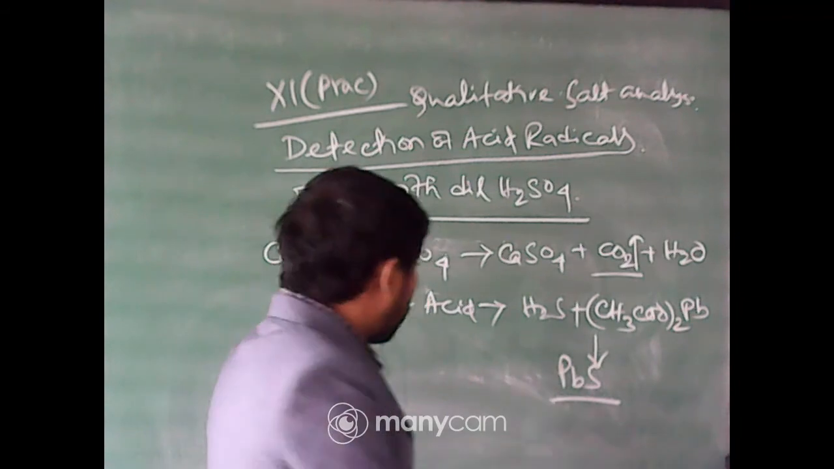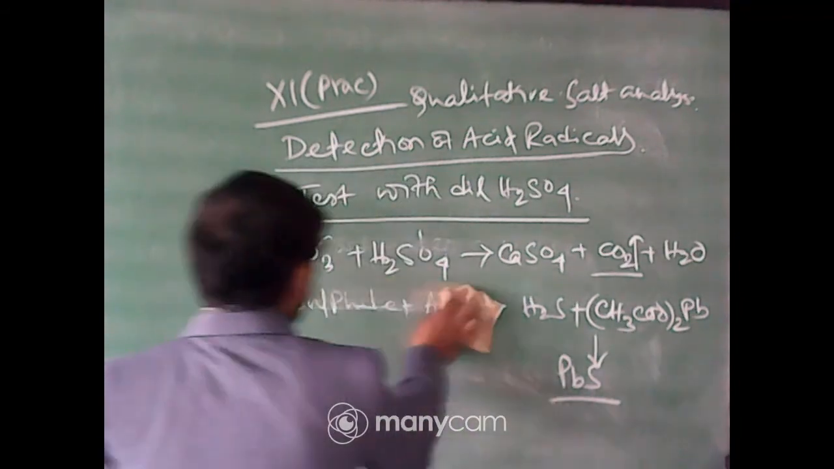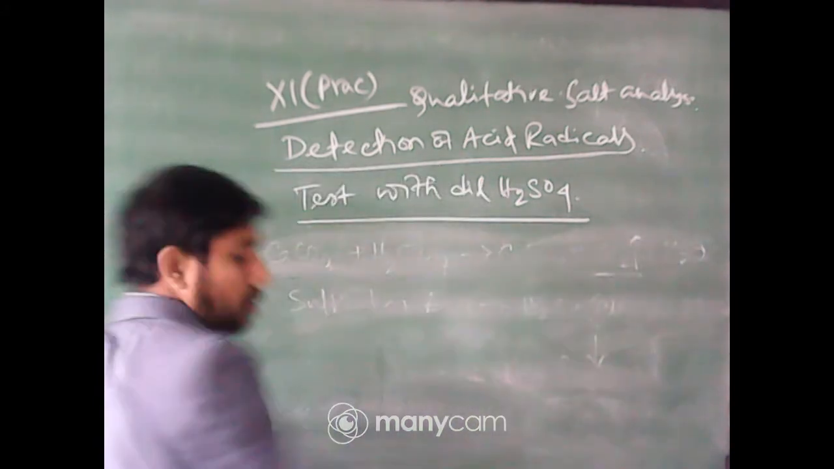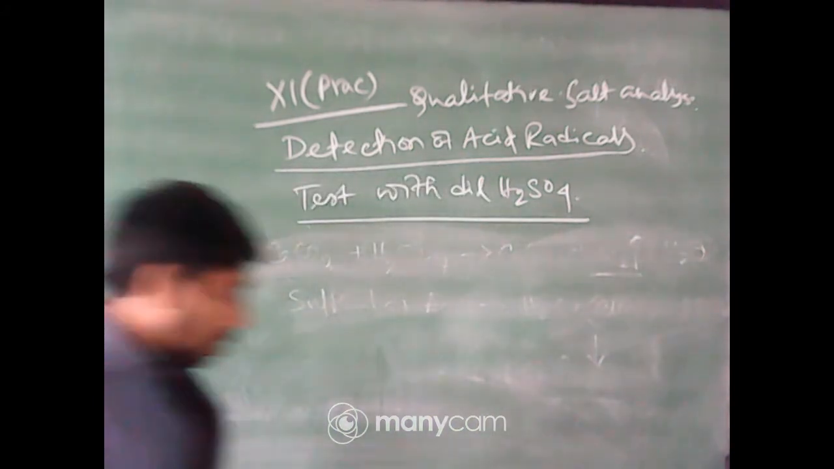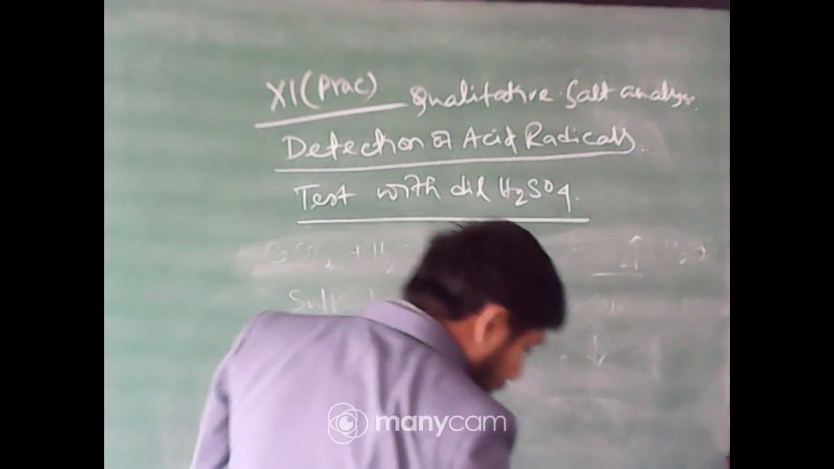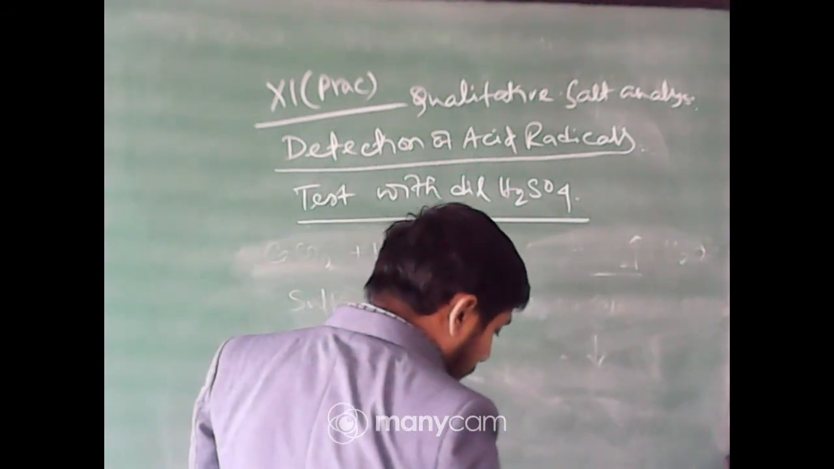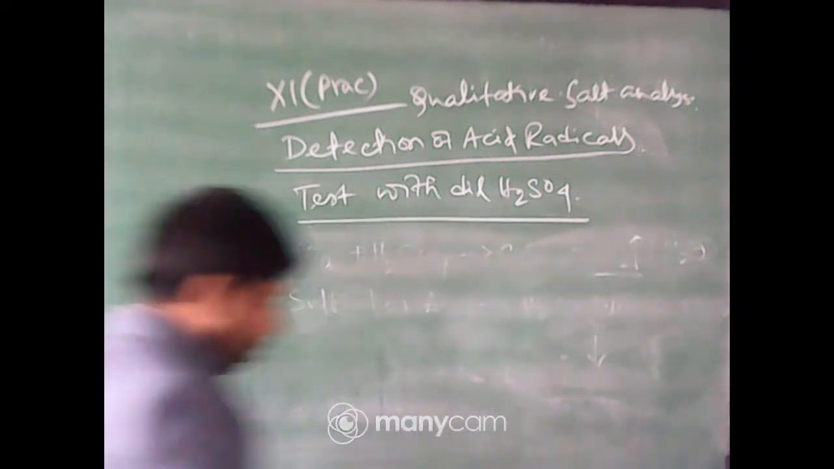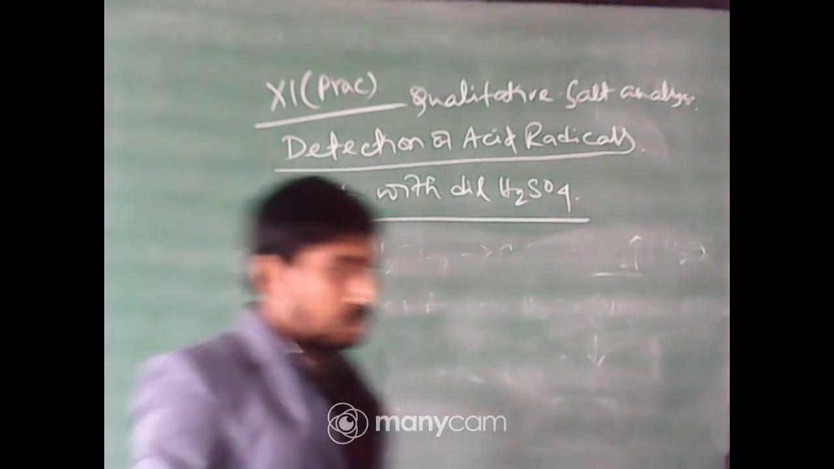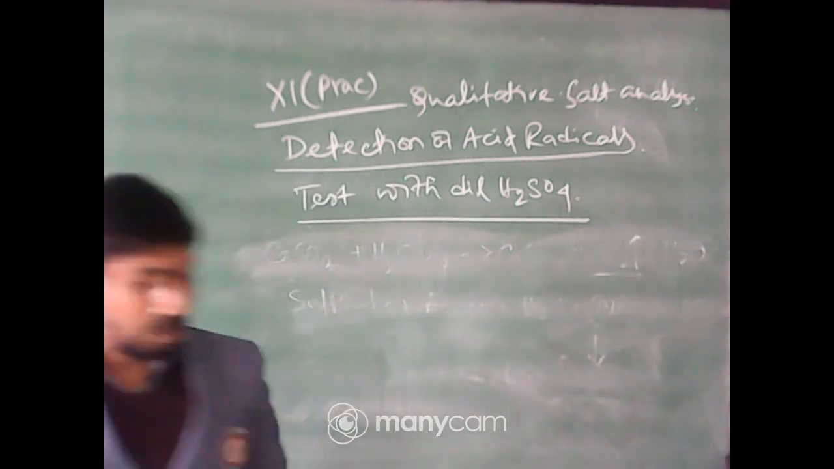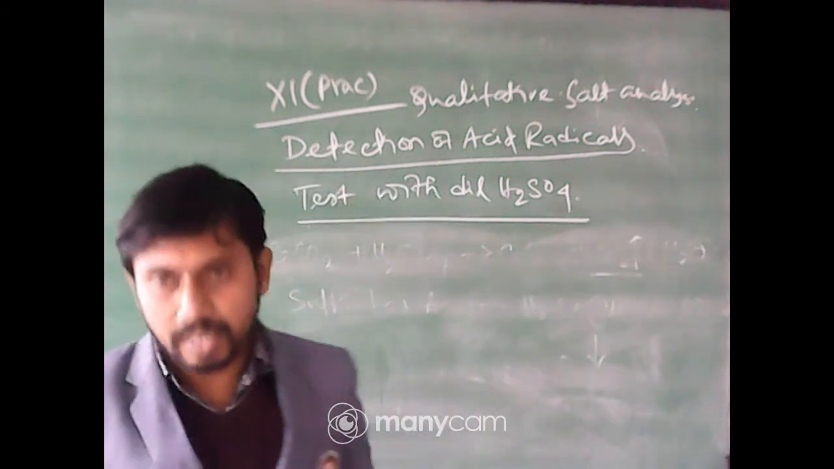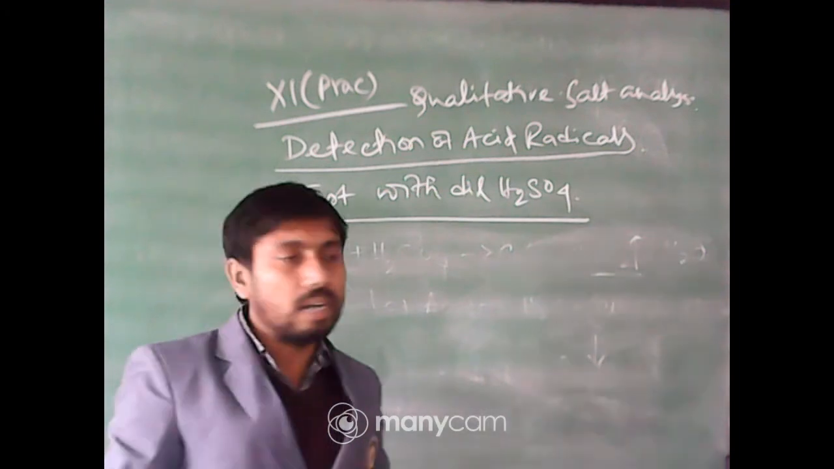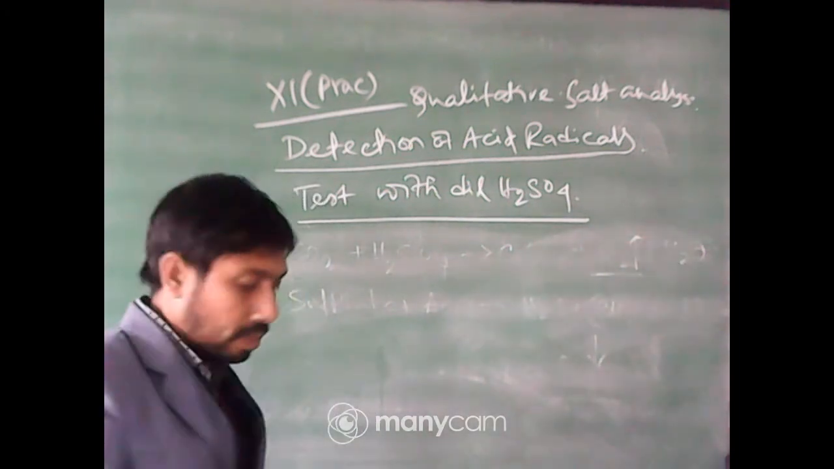Okay, so this is for sulfide. So first one was carbonate, next one was sulfide. Next is that for sulfite. Okay, so how to test for sulfite? So when we add mineral acid, then a gaseous, pungent smelling gas will evolve, and which turns the acidified dichromate paper green.